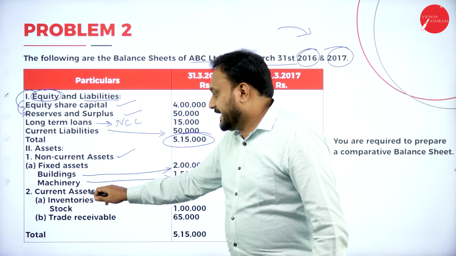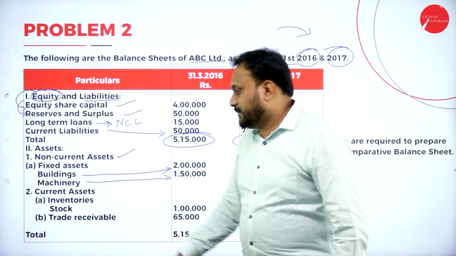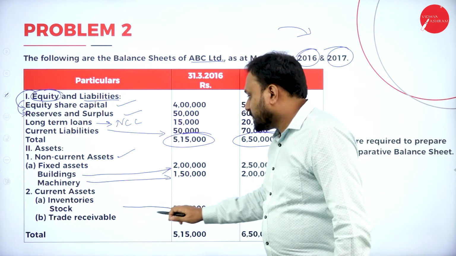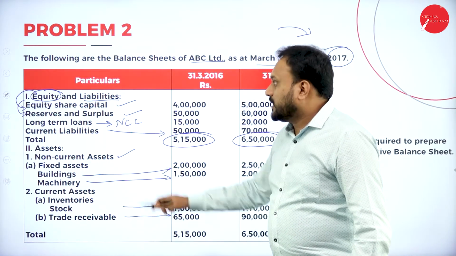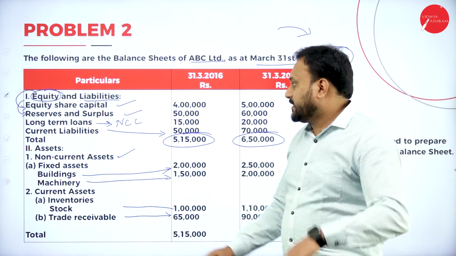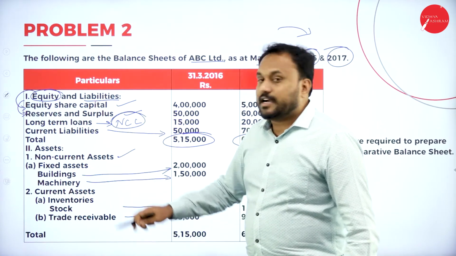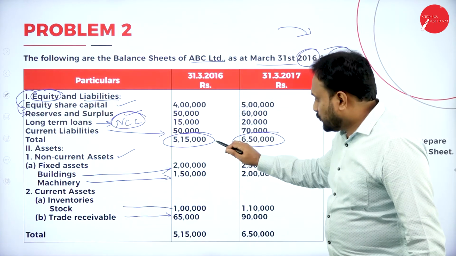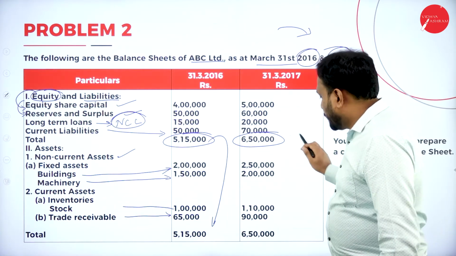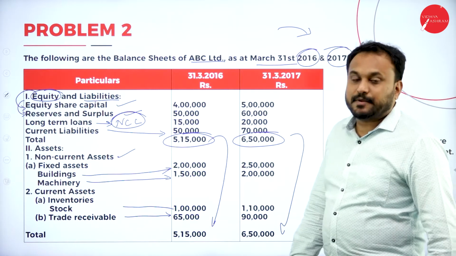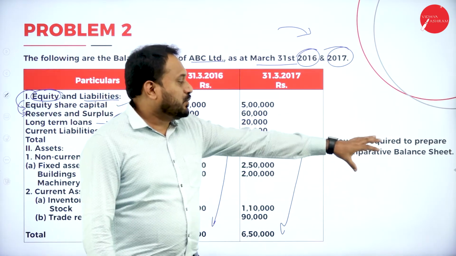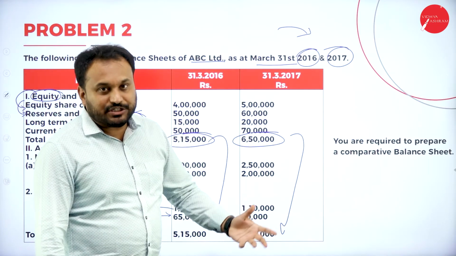Next we have current assets. In current assets, what exactly we have is they have only given inventory, stocks, trade receivables. That means the pro forma is the same. Here the only thing is we need to add non-current liabilities and put long term. Everything is done. Whatever is here is the same. What we should do is, you are required to prepare a comparative balance sheet.